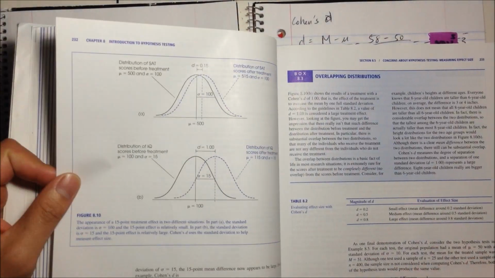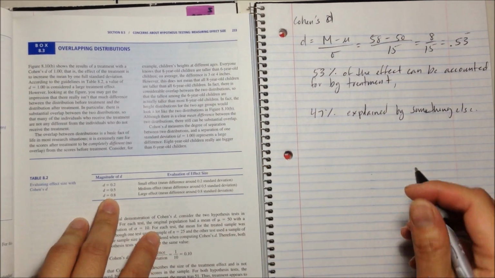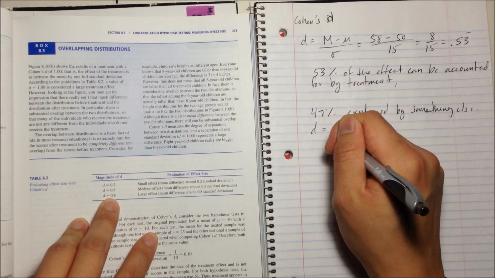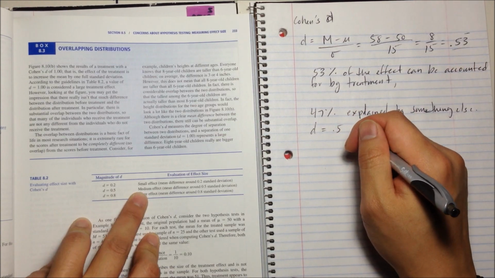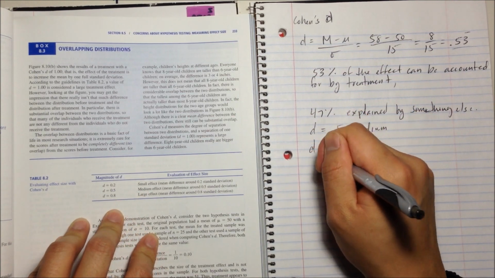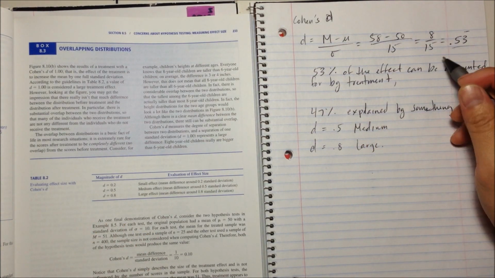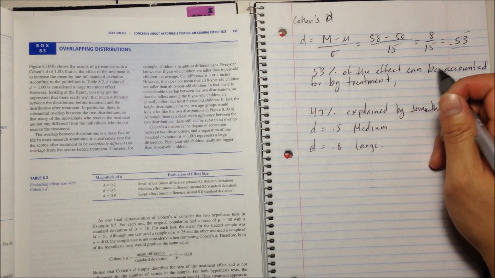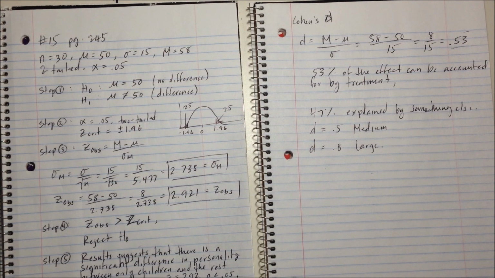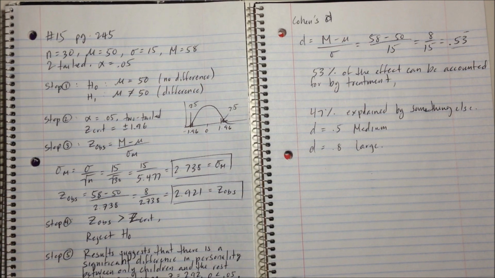And 53% is not a really large effect size. If you guys look at page 233, a d of 0.5 is a medium effect size. A d of 0.8 is large. In other words, if we got a d of 0.8, that means 80% of the effect can be explained by being an only child or whatever, and only 20% of it is explained by something else. So that's why we can say it's a large effect size. So the d is the last thing you put here.